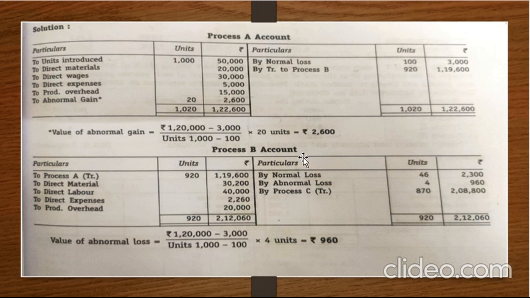So when we are preparing your process B account, the amount which has been transferred from process A is how much? 920 units. So how much is the amount?